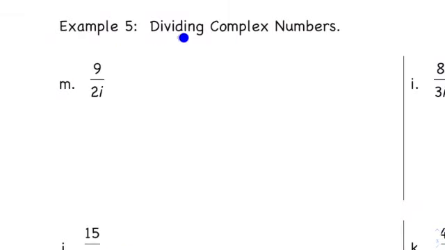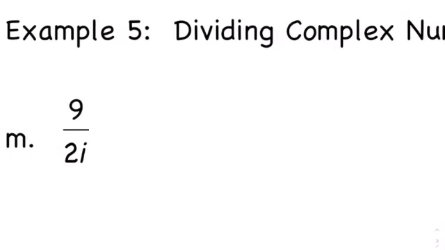Example number 5, dividing complex numbers. Now, why is it important to divide complex numbers and deal with it? It's because there's an imaginary number in the denominator and we don't know how to handle it properly. So the only thing we're going to do is just get rid of it. Now, how do you get rid of it? It's actually just like a fraction problem. What we're going to do is multiply the top by i and the bottom by i.